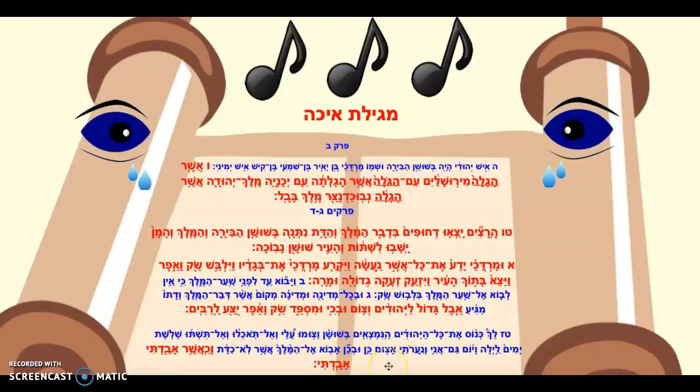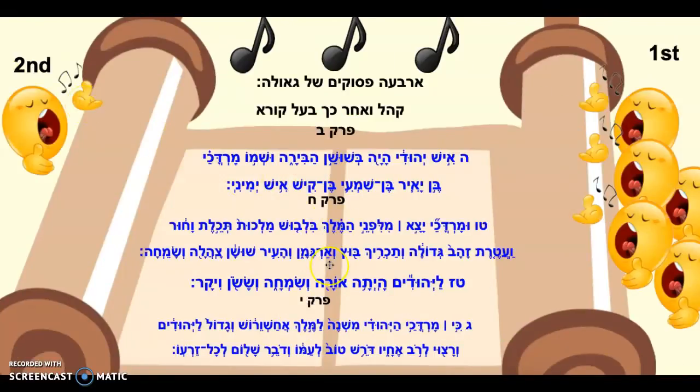And towards the end of the perek, when Esther agrees to go to Achashverosh, realizing that she will be lost to her people and to Mordechai forever, she ends her words by saying, V'chasher avadeti, avadeti.